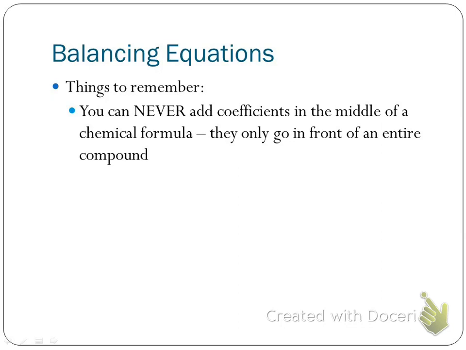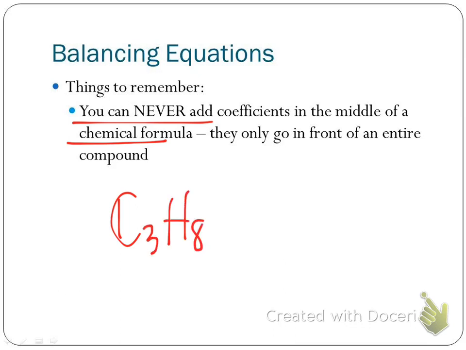We don't add coefficients to the middle of a formula ever. Coefficients always go at the front of our formula. So again, if we have C3H8, we don't add a coefficient here in the middle if we just want to get more hydrogens. That's not how it works. The coefficient always goes at the front, and it contributes to the whole compound.